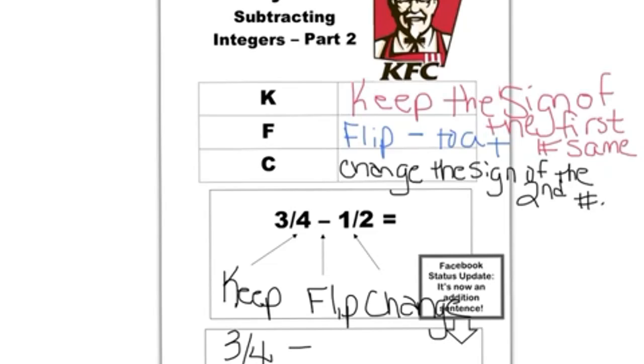Every single subtraction problem can always be rewritten using KFC, and our new problem would be 3/4, because 3/4 stays the same, plus a negative 1/2. That's the same thing as 3/4 minus a half. It's taking away a half. Instead, we are adding a negative 1/2.